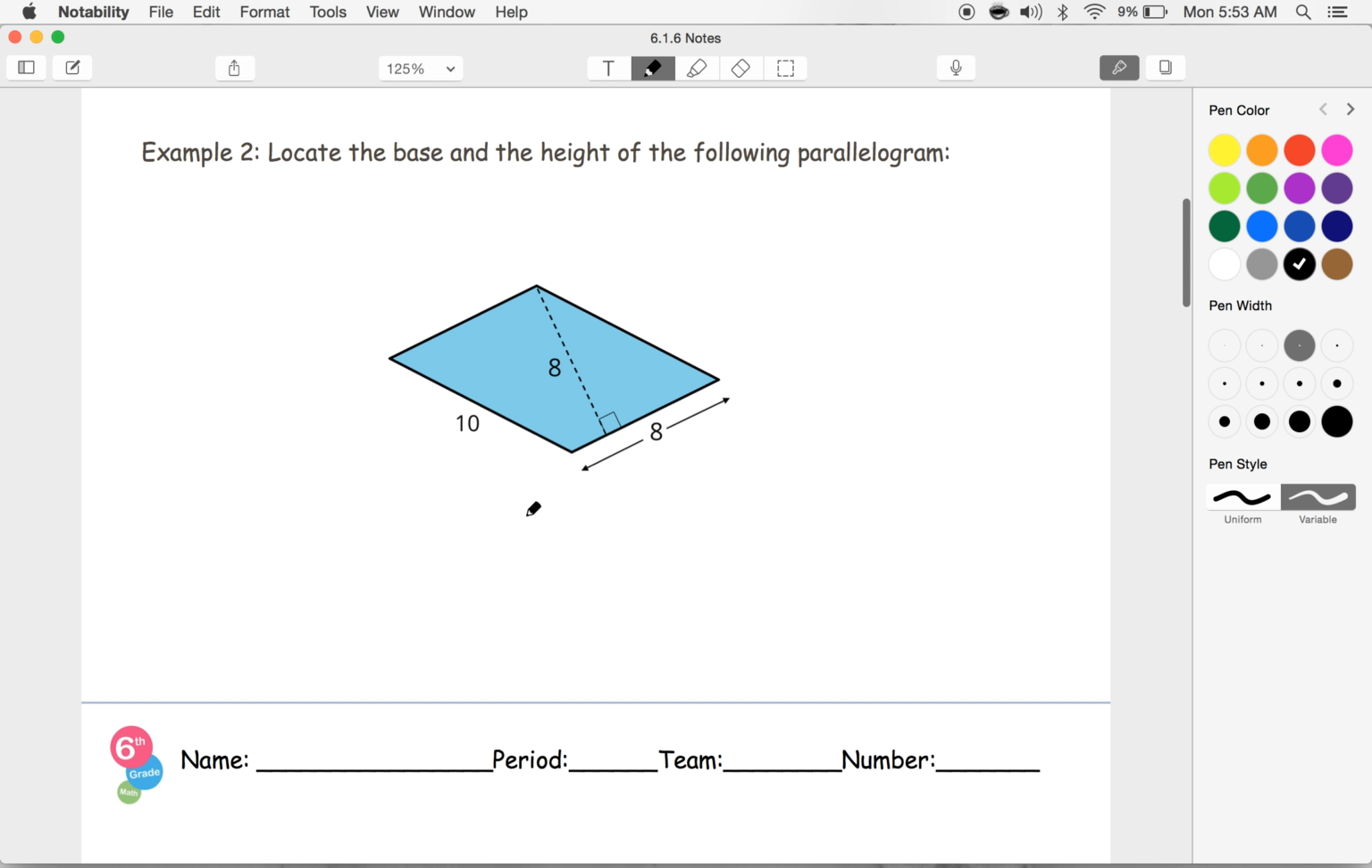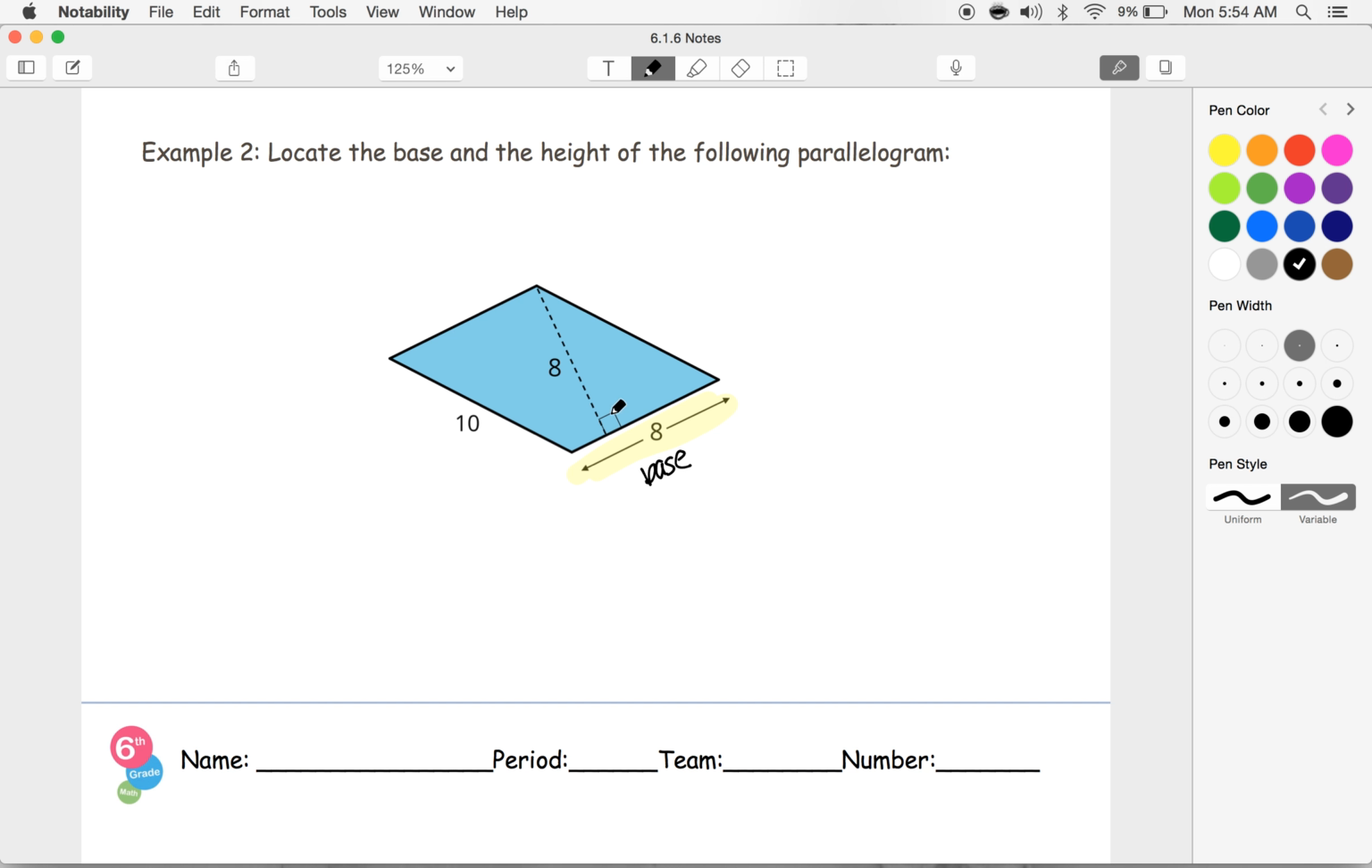So if we look at this, locate the base and the height on the following parallelogram. Well, I have some sides here, some sides here, and some sides here. This 90 degrees is the thing that I'm really interested in though. So for my base, I can see that here's one of my sides and it's with a 90, so that's going to kind of help me. So I'm going to call this guy my base. I'm going to label him base.